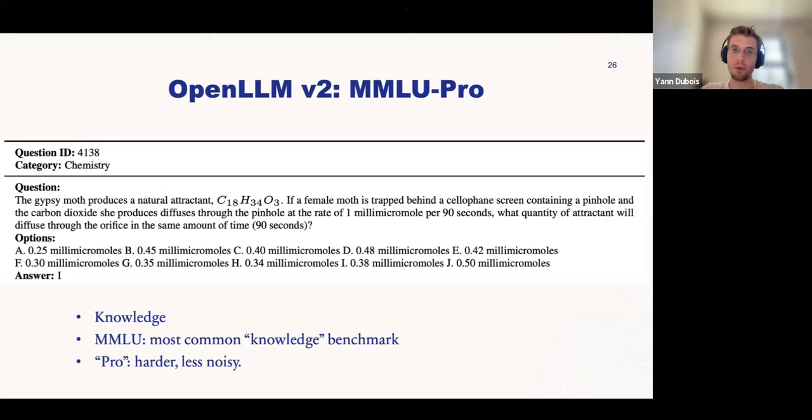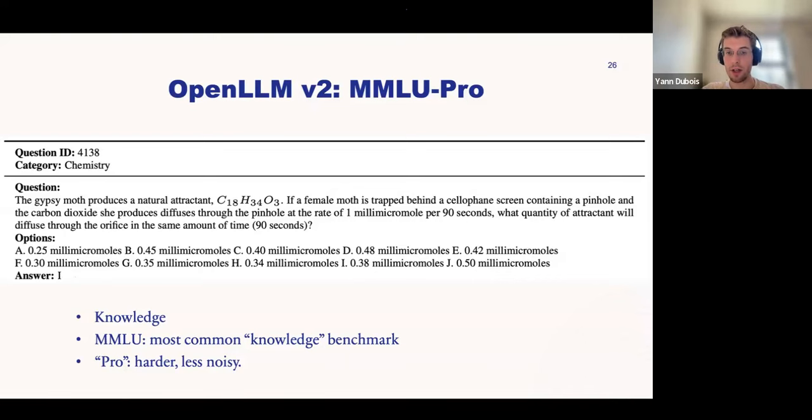One of them is called MMLU Pro. It tries to evaluate the knowledge of your model. This is an example from this benchmark. The question: the gypsy moth produces a natural attractant, and so on. It then asks what quantity of attractant will diffuse through the orifice in the same amount of time. You have to do some simple math and have some knowledge about chemistry. There are 10 potential options, and the correct answer is I, out of 10.